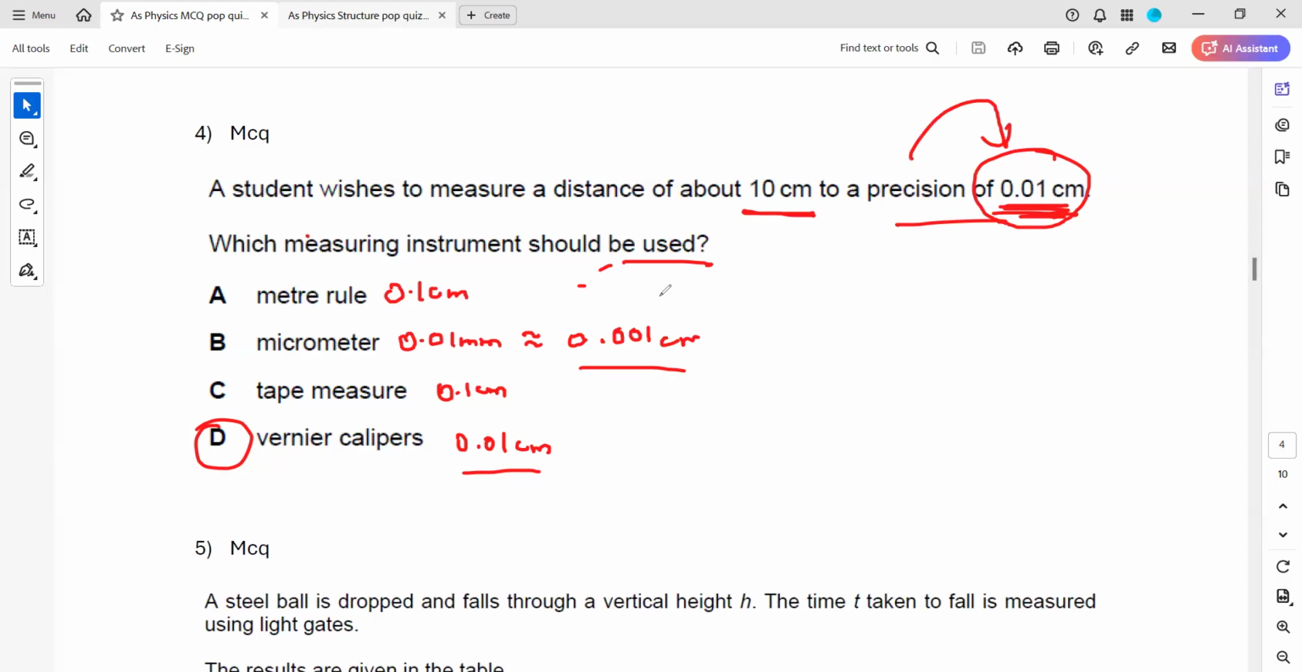And another thing, for a length of 10 centimeter, a micrometer cannot be used. A minimum of 5 centimeter length can be measured by using a micrometer. So the higher limit is greater. That's why a micrometer is not preferred. And the precision of the value which we want matches with the vernier caliper. That's why D is the right answer. Is it clear?